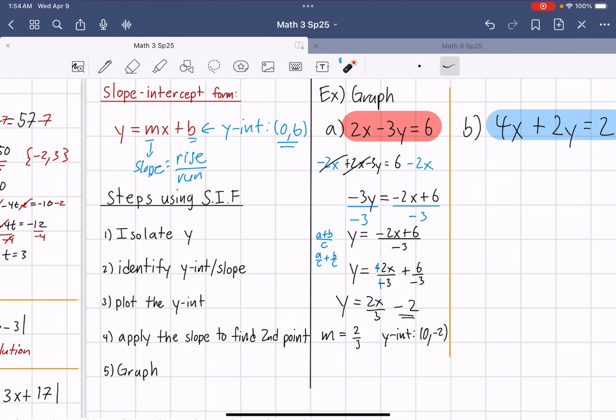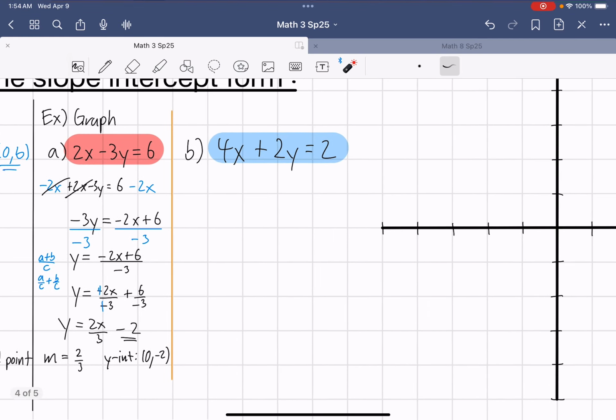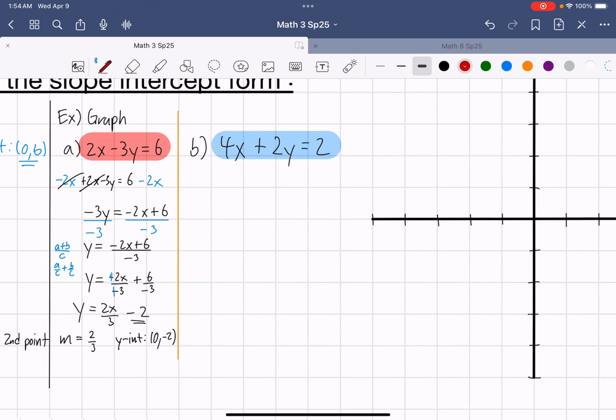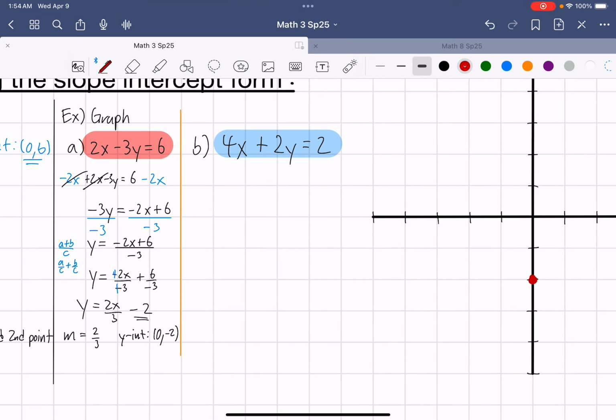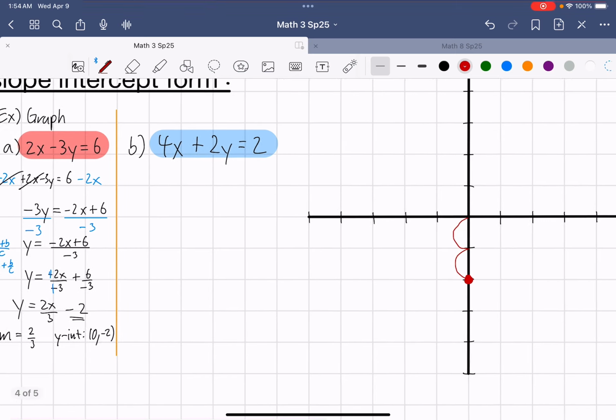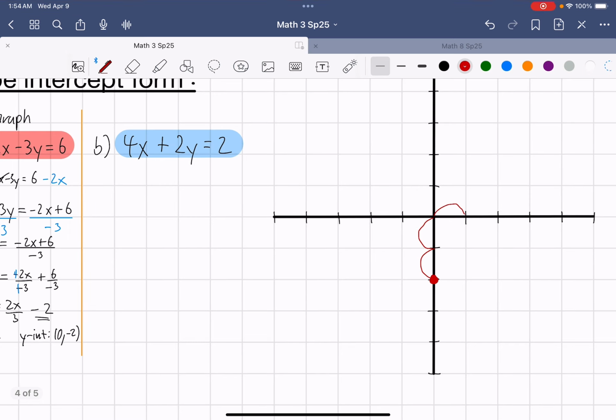So like I said, what do we do next? We plot this point. Here's the point. And then my rise over run. So that means I'm going to go up 2. So that's positive. Go up 1, 2. And then right 3. Because it's positive. And positives are on the right. 1, 2, 3. And that, like I said, finds my second point. And now I can sketch the graph.